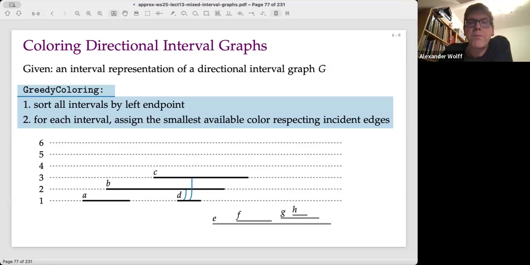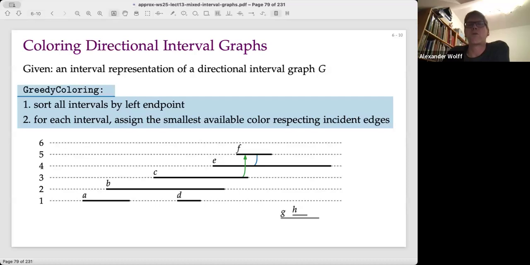E is overlapping B and C, so it cannot go on track 1. It must be above B and C, so it goes to color 4. And F again is contained in E, but it overlaps C, so it must go above. And G, it's contained in E, so it can drop down to the first layer, and H can then take the second layer. So it's again first fit, very simple algorithm.